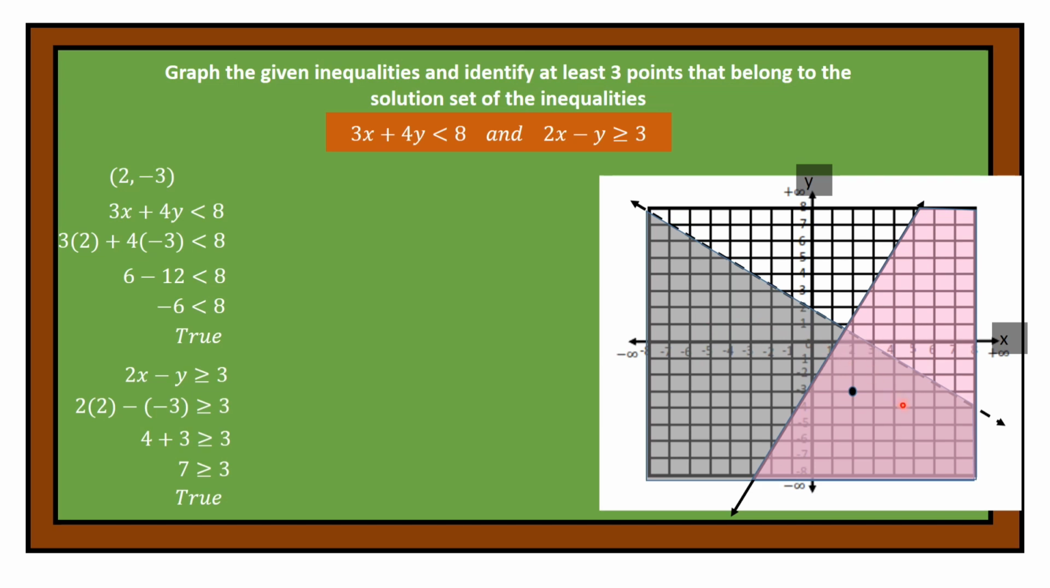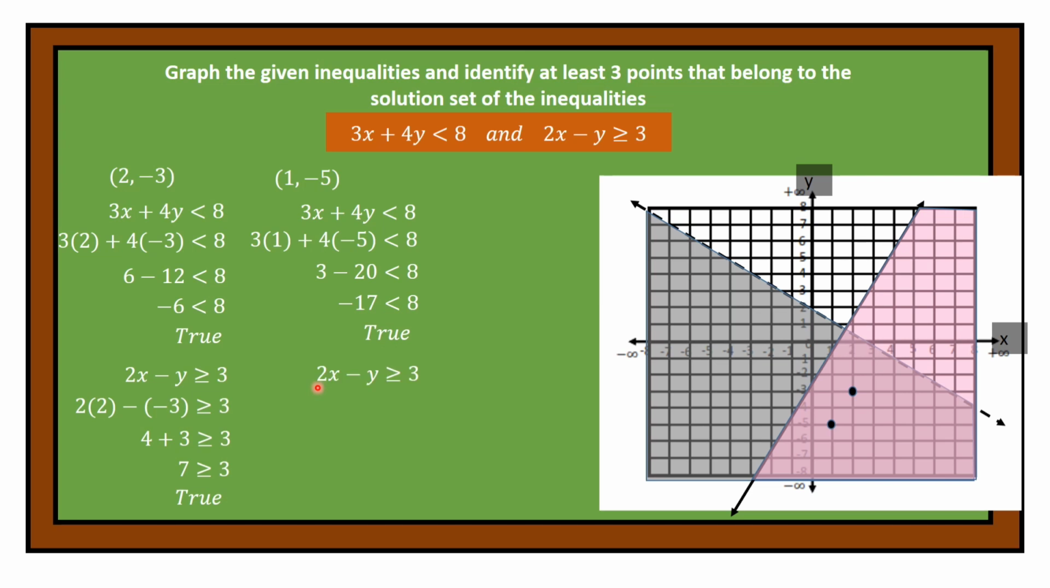Okay, balik tayo sa ating graph at kumuha pa tayo ng isang point. Okay, so let us try 1, negative 5. So, ang 1, negative 5 will be substituted to 3x plus 4y is less than 8. Ito ay magiging 3 times 1 plus 4 times negative 5 is less than 8. So, let us solve. 3 times 1 is equal to 3, and 4 times negative 5 is equal to negative 20. So, 3 minus 20 is equal to negative 17, and then copy is less than 8. So, this statement is true.